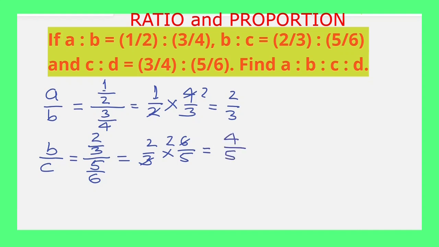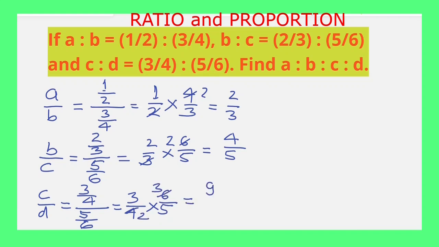And C ratio D can be written as C upon D. This is equal to 3 upon 4 ratio 5 upon 6. So this is 3 upon 4 upon 5 upon 6. This is equal to 3 upon 4 multiplied by 6 upon 5. And 2 cancels 4 for 2 times and 6 for 3 times. So this is equal to 9 upon 10. 3 times 3 is 9 and 5 times 2 is 10.